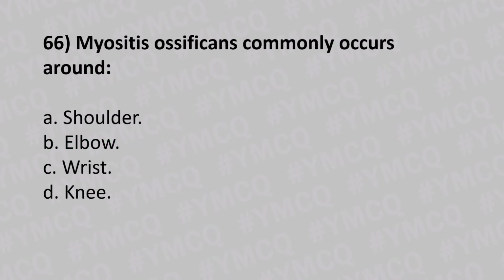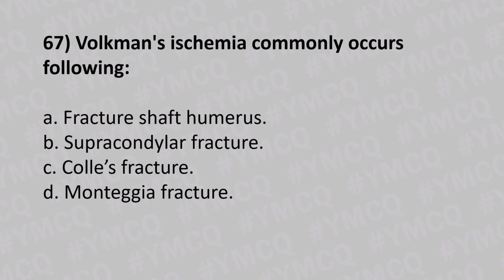Moving to our 66th question, myositis ossificans commonly occurs around option A shoulder, option B elbow, option C wrist, option D knee. And the answer is option B elbow.